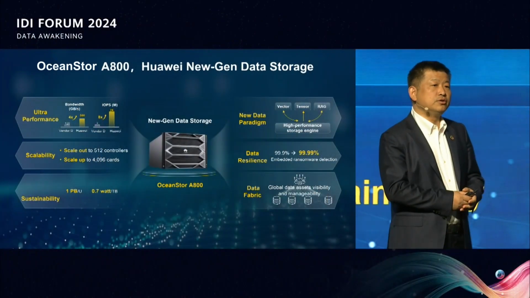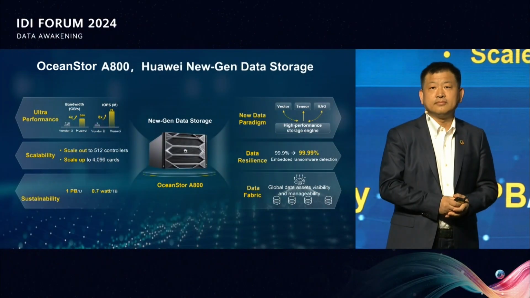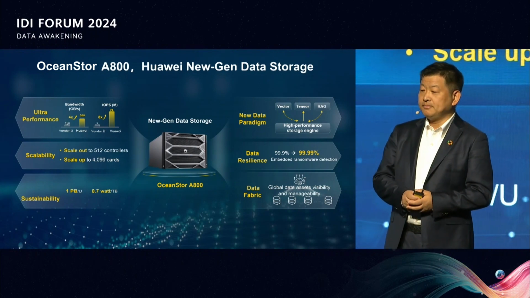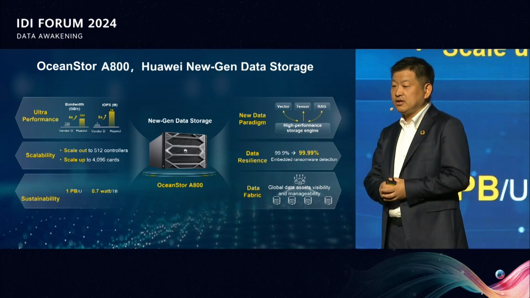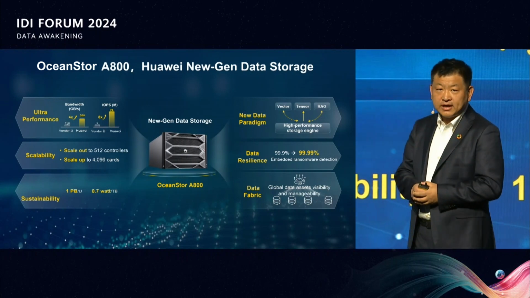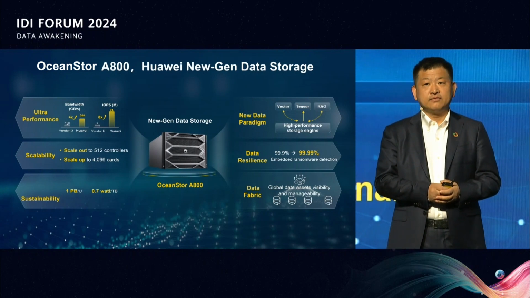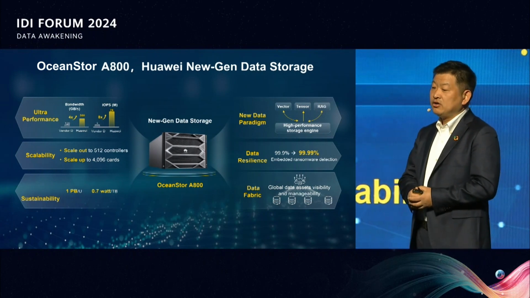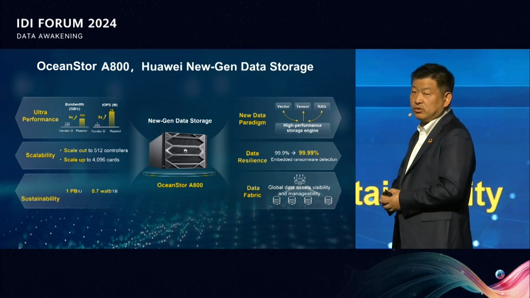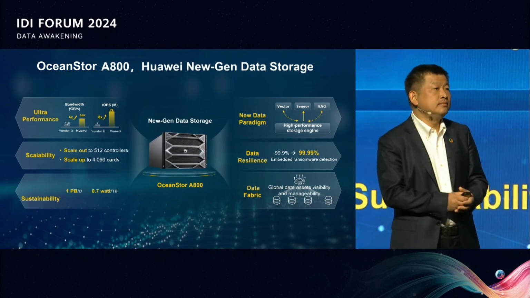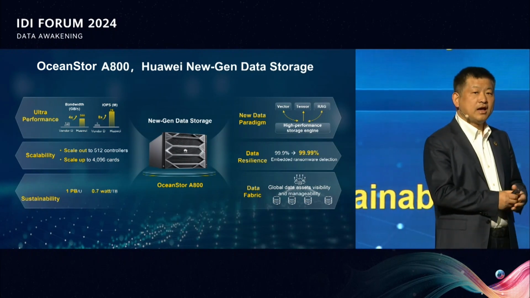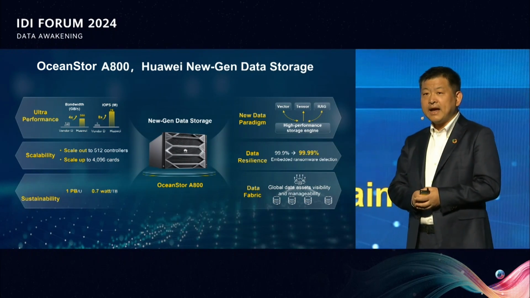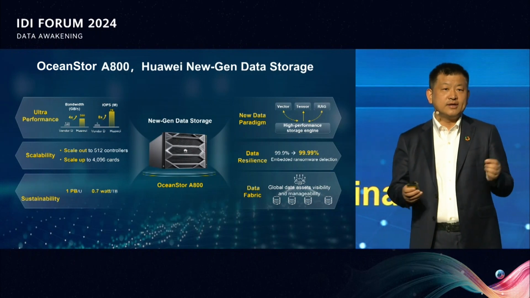This is our new generation data storage, OceanStor A800, which is AI ready and also with ultra performance: 500 gigabytes bandwidth, 4 times what we have in this world right now. And also, the IOPS will reach 24 mega, which is 8 times what we have today. And also the scalability is really strong.